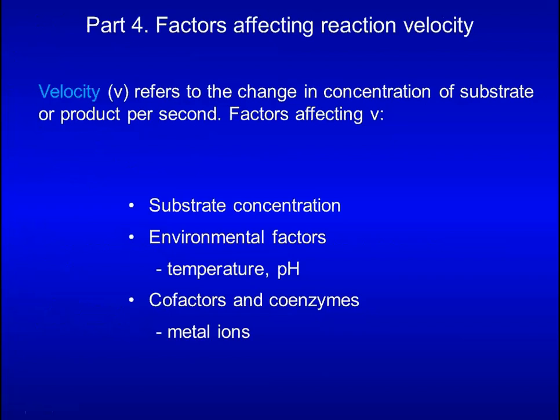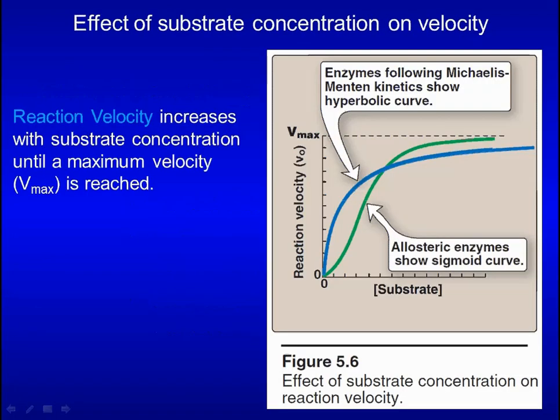Velocity refers to change in concentration of substrate or product per second. Factors affecting velocity include substrate concentration, environmental factors such as temperature and pH, and the presence of coenzymes or cofactors. Velocity increases with substrate concentration.